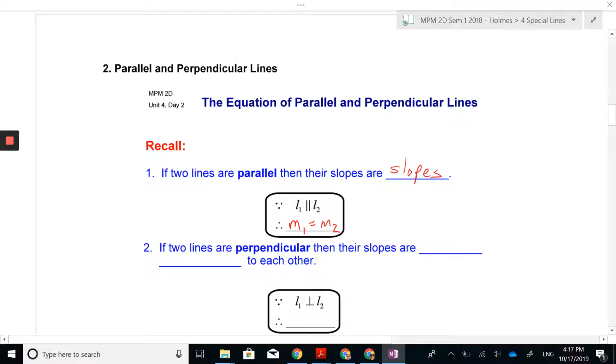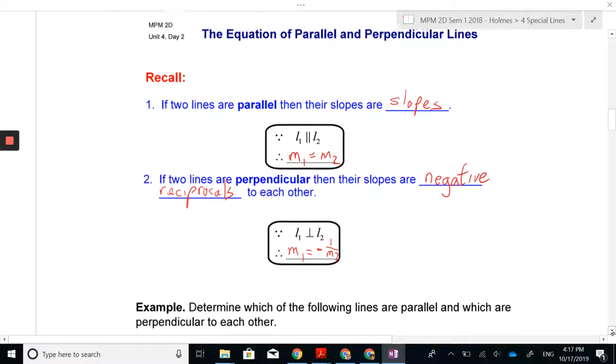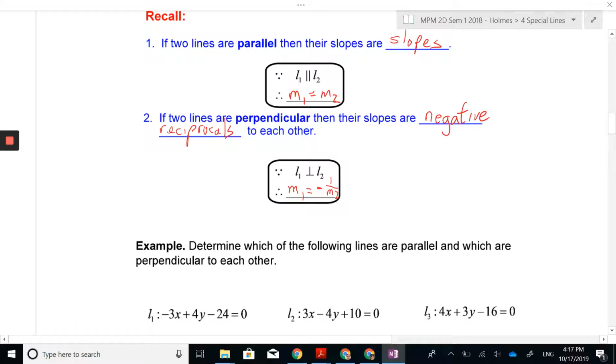In the same way, perpendicular is related to slopes as well. If two lines are perpendicular, then their slopes are negative reciprocals of each other. So since line 1 is perpendicular to line 2, we can therefore say that slope m1 is equal to the negative of 1 over slope 2. That's the negative reciprocal. Okay, so that's all we need to know.